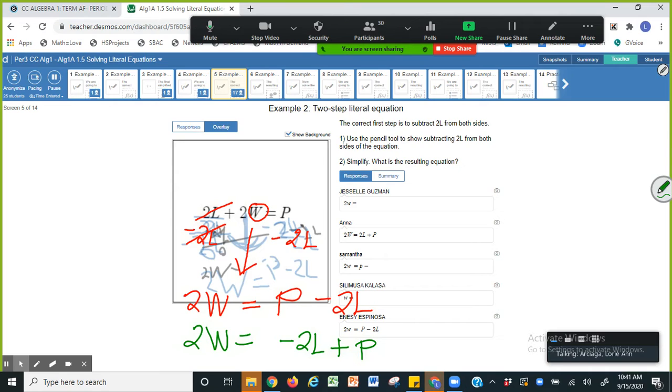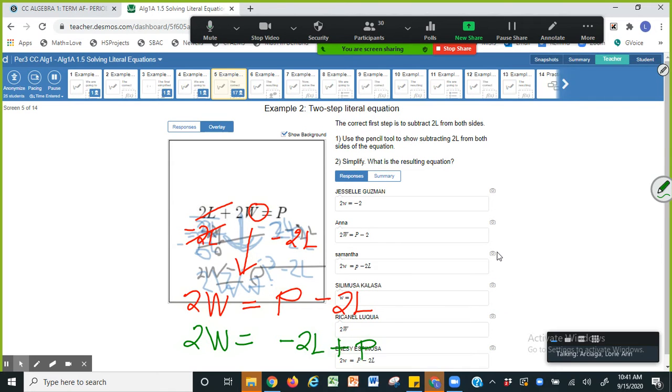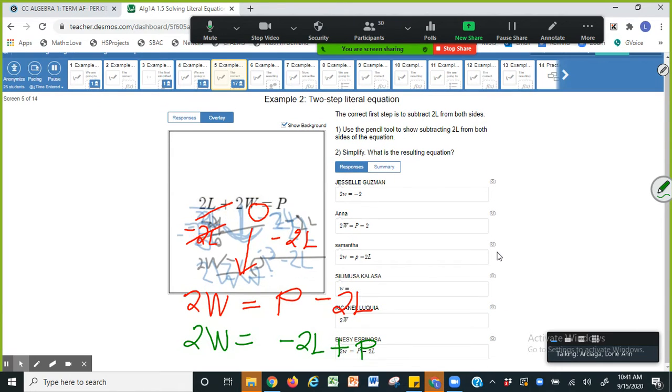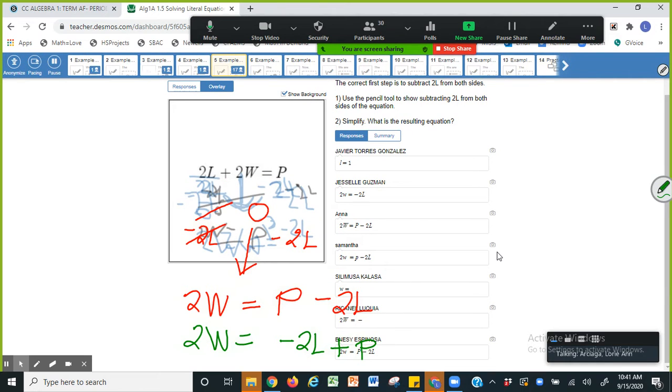Anna, you want to switch your signs, honey? Okay. All right. Samantha, use a capital letter for W. Giselle, use a capital letter.